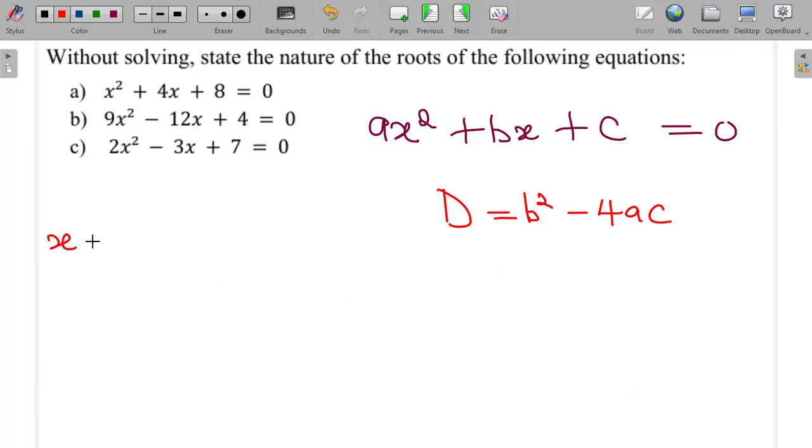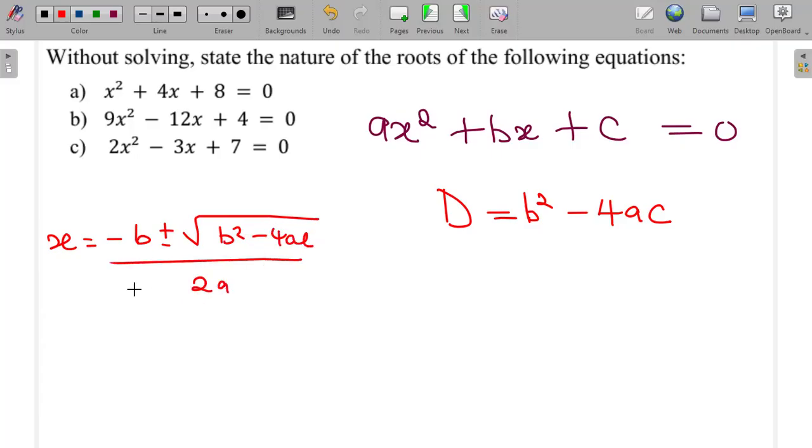Remember the quadratic formula, it's something like this: minus b plus or minus the square root of b squared minus 4ac, then divide all this by 2a. So to determine the nature of the root, we just have to find what kind of number is under the root. And this part here, which is under the root, is what we call the discriminant.